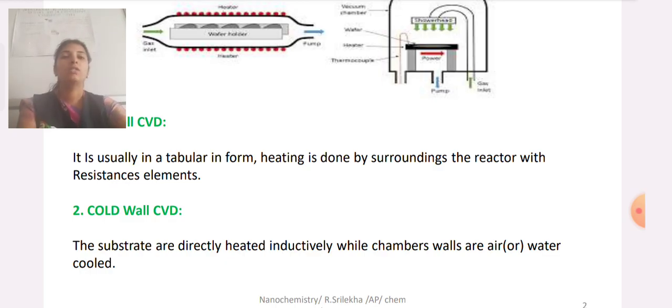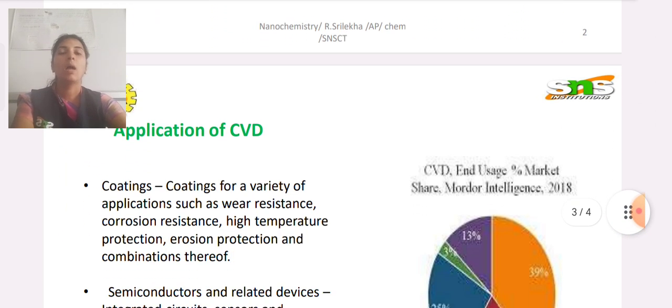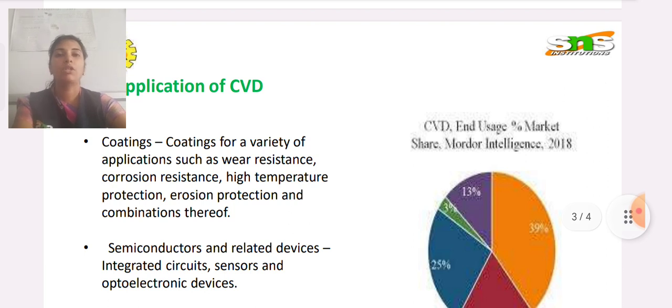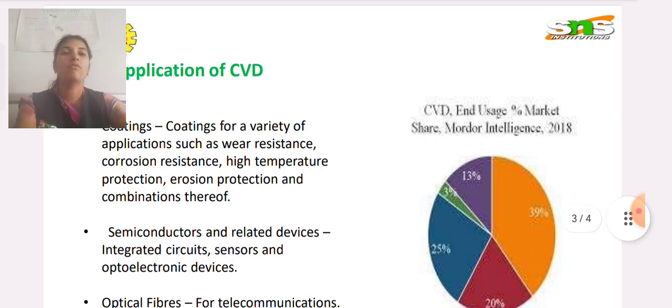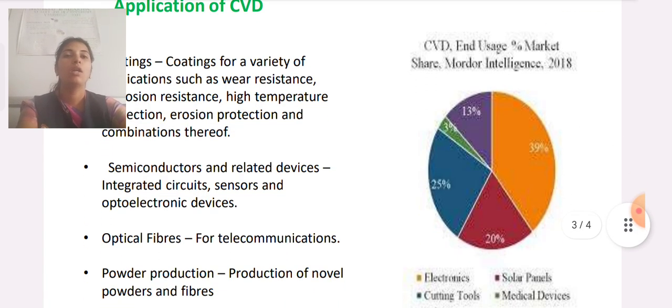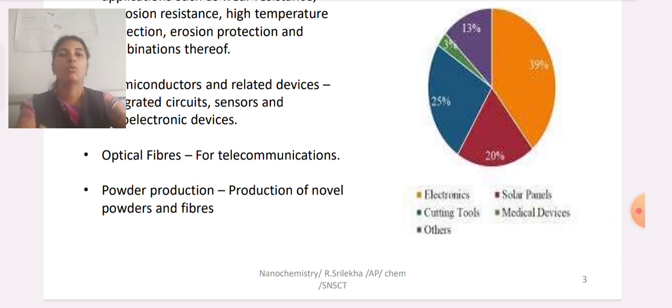The advantages of using CVD are its applications in coatings for a variety of purposes such as wear resistant, corrosion resistant, high temperature protection, erosion protection and combinations thereof. It is also used for semiconductors and related devices, integrated circuits, sensors and optoelectronic devices. Other uses are optical fibers for telecommunications, powder production, and production of novel powders and fibers.